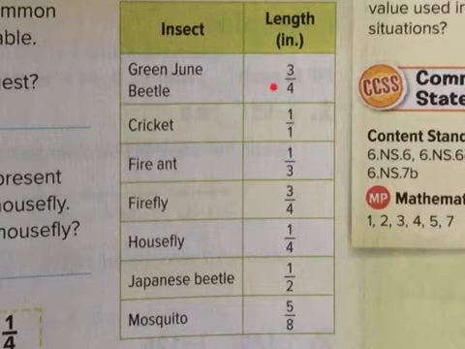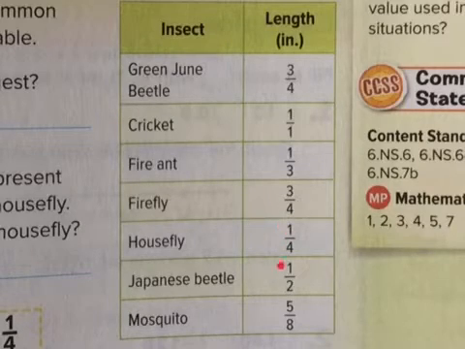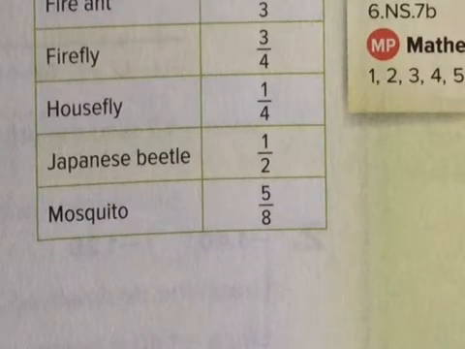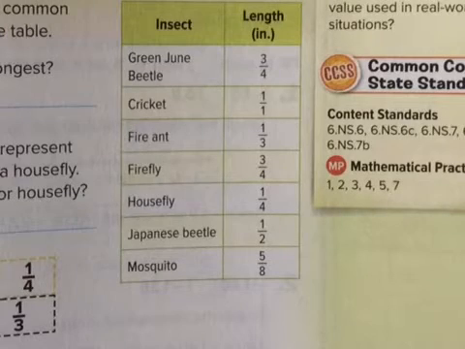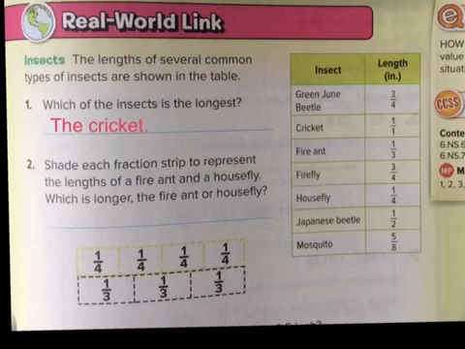Let's see. This one is 3/4. This one is 1. It's a full one. This is 1/3. Again, 3/4, so this one ties this one. This one is only 1/4. Here we have a half, and then 5/8. Remember, I've asked you many times to memorize how to count by eighths, so you're counting by 12.5%. Okay? I see the longest as being the only whole number. The cricket is the longest.